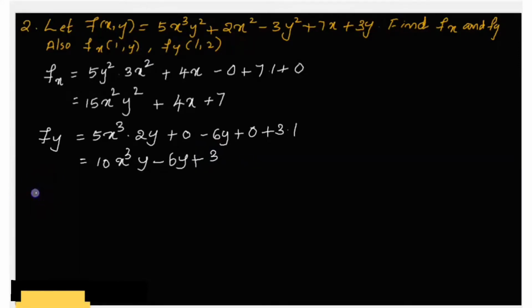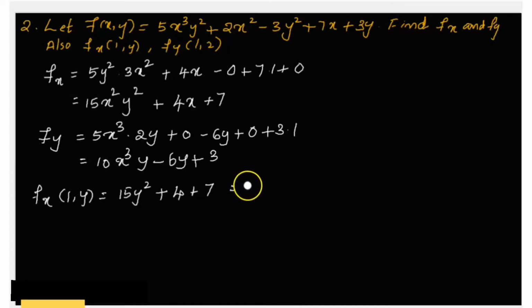The next is we have to find fx at (1,y). That means we have to put x equal to 1. y is y itself. So what do you get? 15 into 1 squared, that is 15y², plus 4 into 1, that is 4, plus the last term 7. This is fx at (1,y). You can simplify this also: 15y² plus 7 plus 4 is 11.